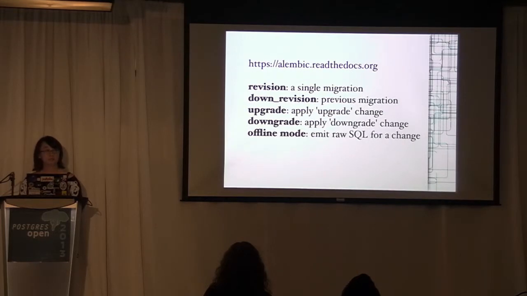The Alembic docs are really great. If you've never seen readthedocs.org before, this is what a lot of the Python projects use for their documentation. It uses a tool called Sphinx to generate, and it's pretty and great. And there's a few terms that you'll kind of need to get used to right off the bat. A revision is essentially a single migration. A down revision is the previous migration. An upgrade is how you apply a change. Downgrade is how you apply the downgrade function that's in that change. It has an offline mode, so you can actually emit full raw SQL instead of running the Python migration, if that's how you want to run things in your environment, which is really nice.